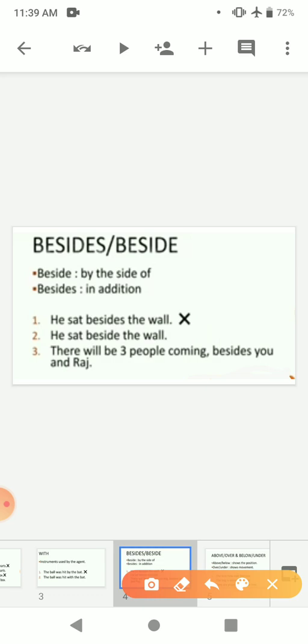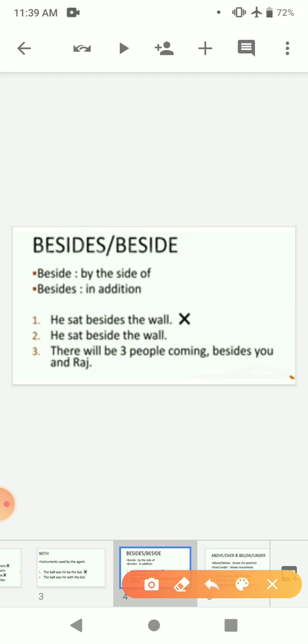Now, coming to the example, he sat besides the wall. This is totally incorrect. For example, he is here, this is a wall, and this person is sitting here. We don't say he sat besides the wall. We have to show his position and tell where he is sitting, so we will use beside. We will not use besides because besides means in addition, where we have to show some extra things, some more.